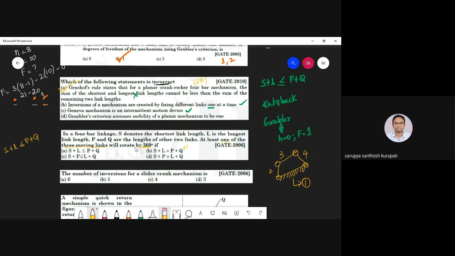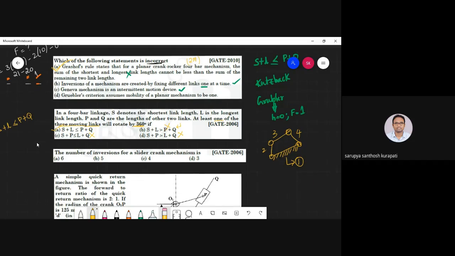So he is giving some statement D which is completely incorrect. L is not any link, L is the longest link. So D is also wrong, and B is also wrong, and C, S plus P, is also completely wrong. So what is remaining? The first statement, S plus L is less than or equal to P plus Q. Have you got it? Got it. Okay, this is another question, and in GATE 2006 another question came.